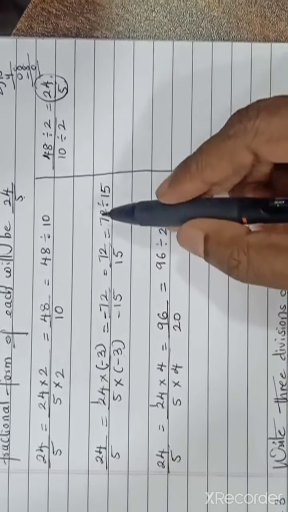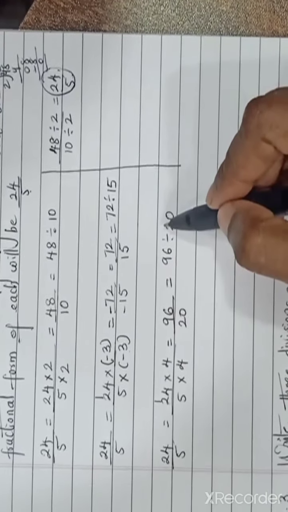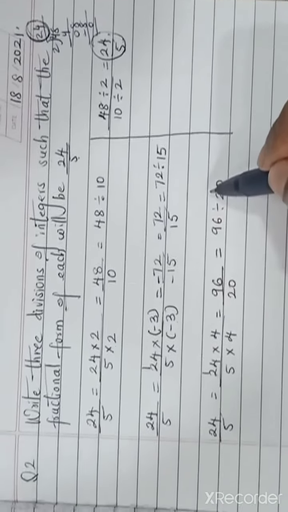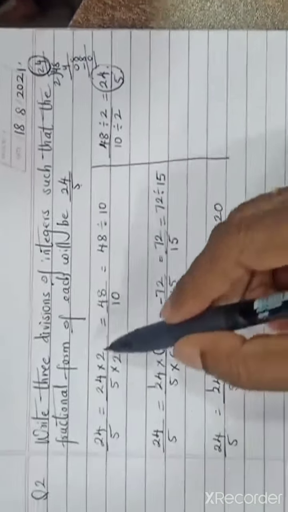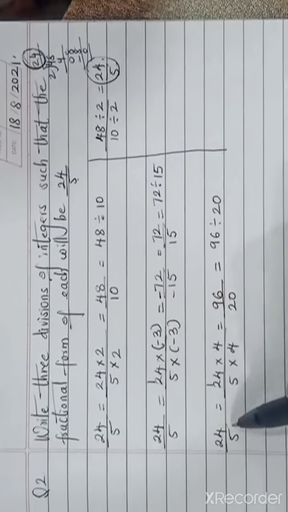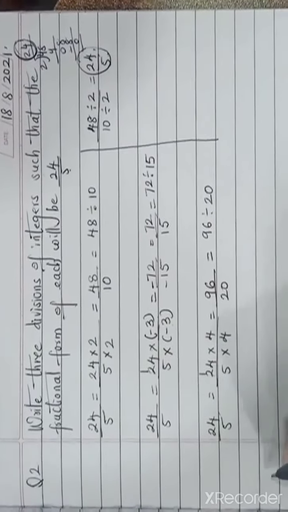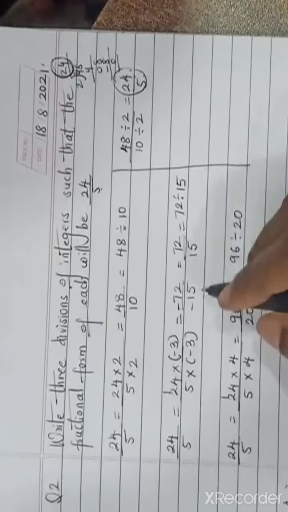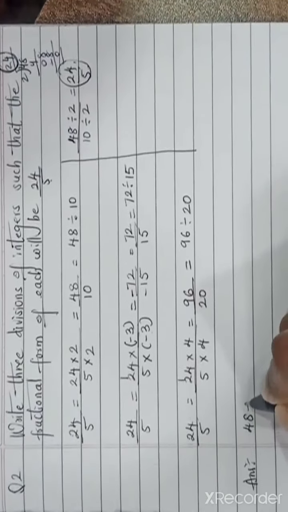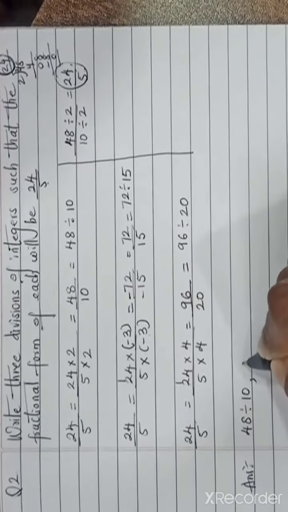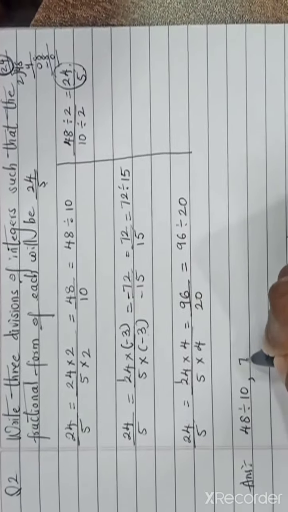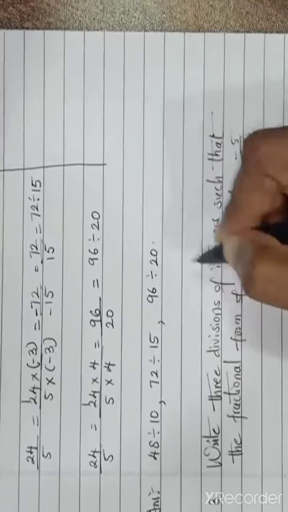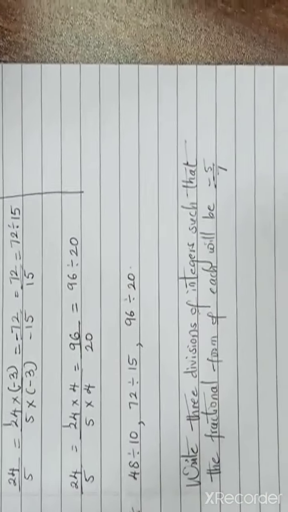So these are the 3 divisions of integers which have an equal value, that is, fraction form will be 24 upon 5. Okay, so I'll put up the answer now, that is 48 divided by 10, 72 divided by 15, 96 divided by 20. Okay, so like this we have done with the first question.